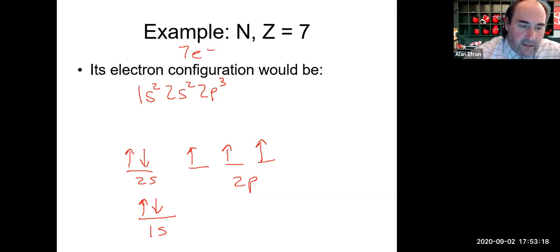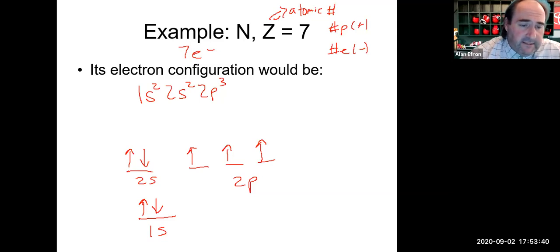So continuing on, Z is the atomic number. So that's the number that we find on the periodic table. And again, that is the number of protons. And because we're assuming that these guys are neutral, that is also the number of electrons, right? So if something's neutral, it's got to have the same number of protons and the same number of electrons.